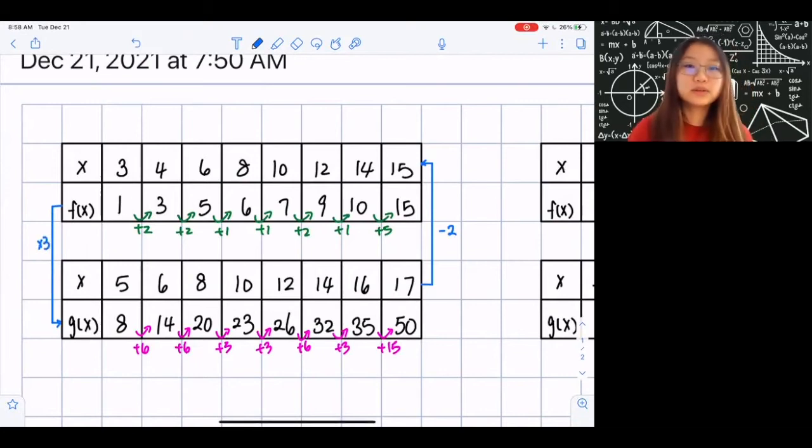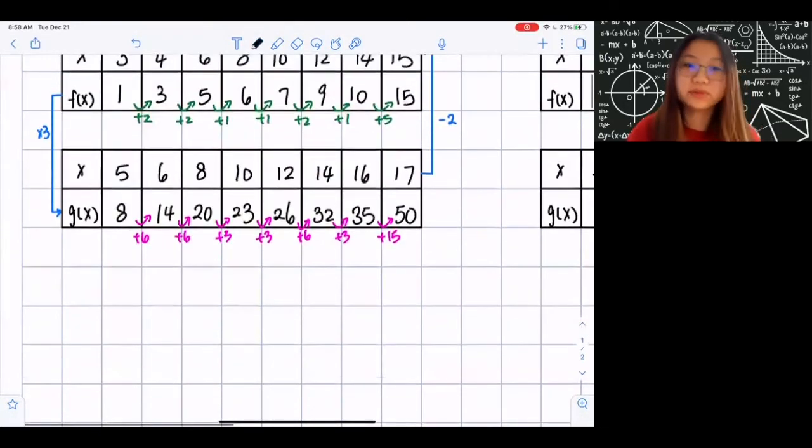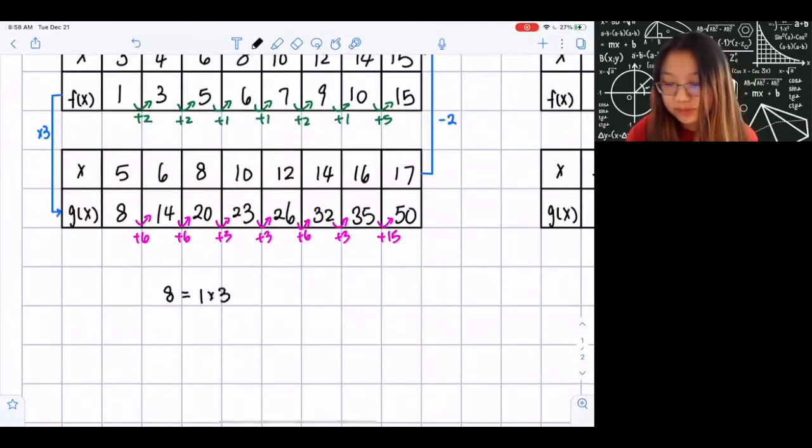However, is that the only transformation? If I just use 1 multiplied by 3, it's 3, it's not 8. So I actually did a shift. But how do I find that? Pretty easy. I would just do a simple equation using two values. For example, if I choose 1 and 8, right? So I have 8 equal to 1 times 3 plus k. So what is my k? It's equal to 5. If you try another set of values, it's going to be the same.